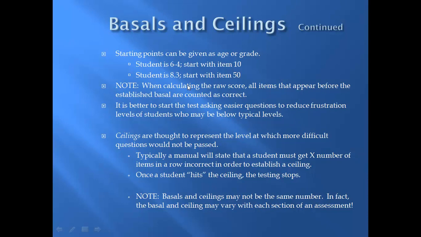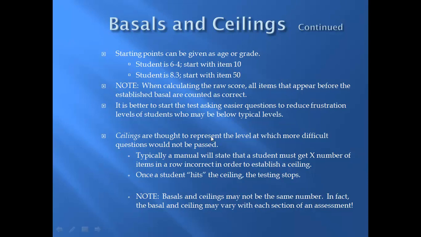Now, when calculating the raw score, all the items that appear before the established basal are counted as correct as long as they made their basal. So say you start at item 15, and that's your basal. That's where you're supposed to start. They get the next 3 correct, so you've set your basal. You count all 15 of those correct, because you assume that if you got those 3 correct, they would have gotten the others correct because they were supposedly easier questions.